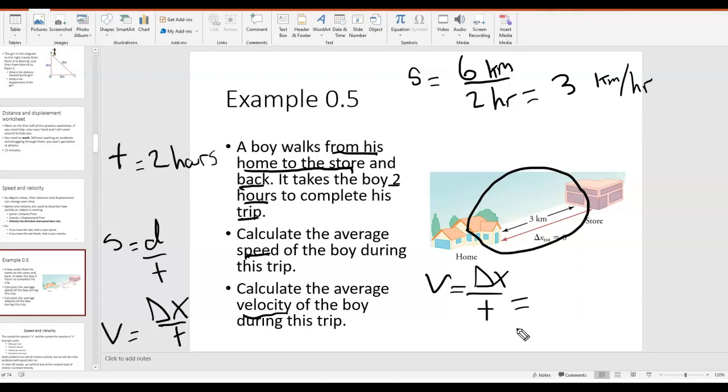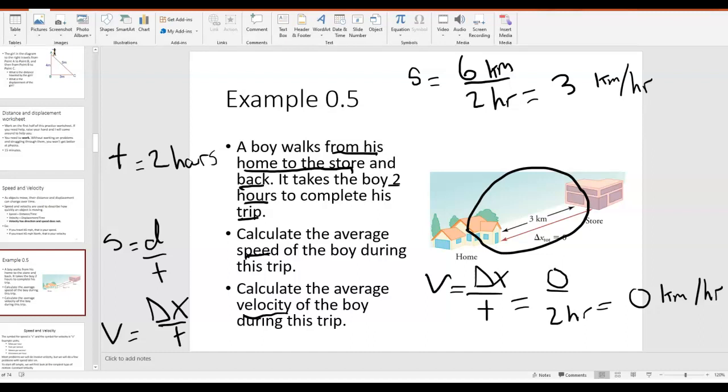Okay, displacement over time. If he starts at home, goes to the store, and then goes back, remember displacement is the difference between the starting position and the ending position. Well, if he ends up back where he started, that means his displacement, his delta x, is going to be 0. So the time is still 2 hours, right? But 0 divided by anything is 0. So his average velocity would be 0 kilometers per hour. Okay, so even though he's been moving this whole time, his average velocity is 0 because he ends up back where he started.